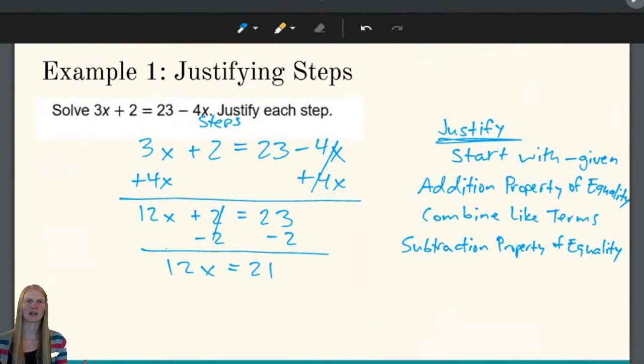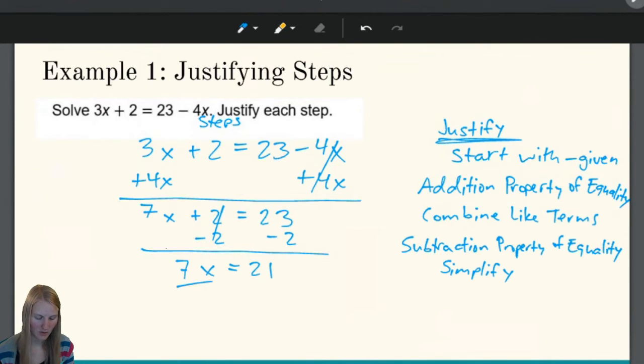Wait a minute. I'm sorry, I just noticed that 3 plus 4 is not 12. Holy cow. Look at that, even math teachers make mistakes. That should be 7x, not 12. Okay. If you caught that, good job. Good for you. Okay. So remember, this step is combine like terms or simplify. Doesn't matter, whichever one you want to use.